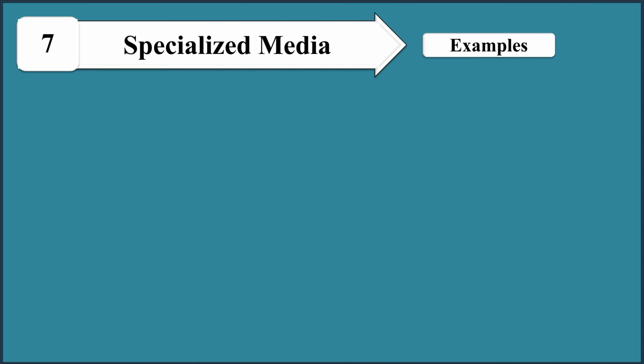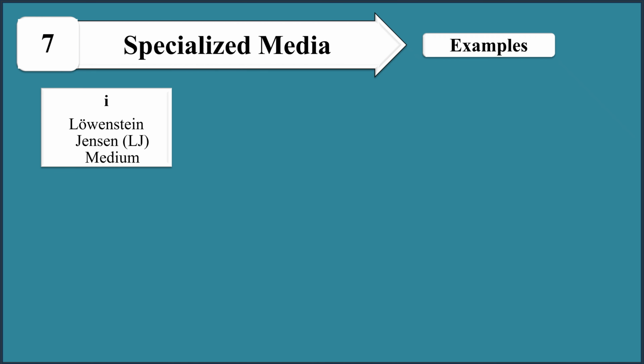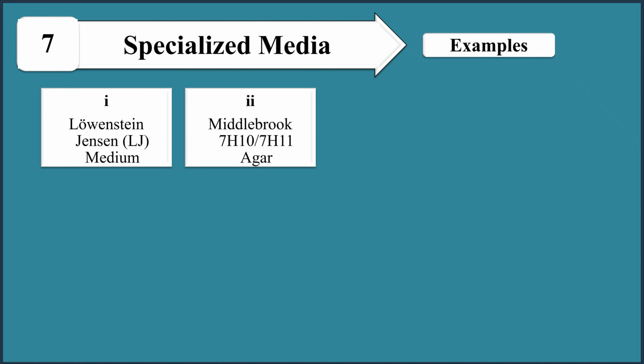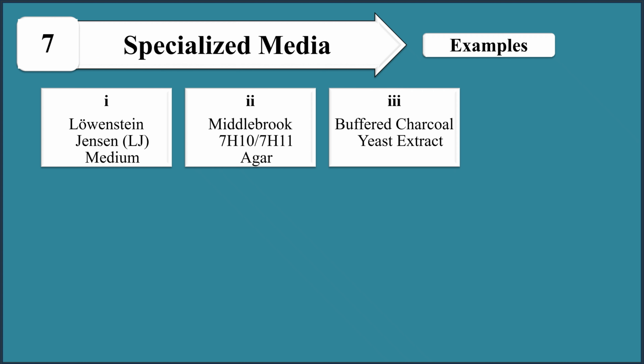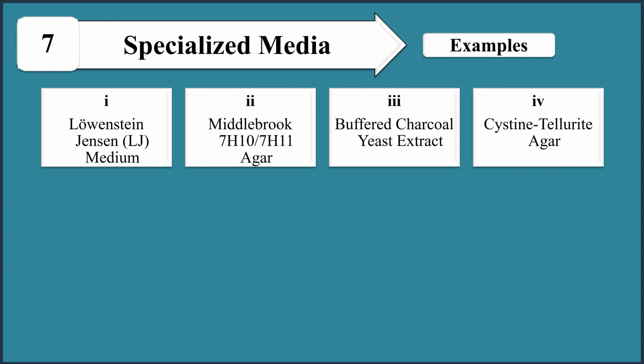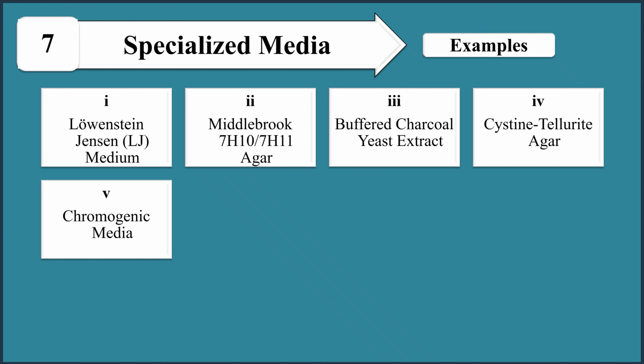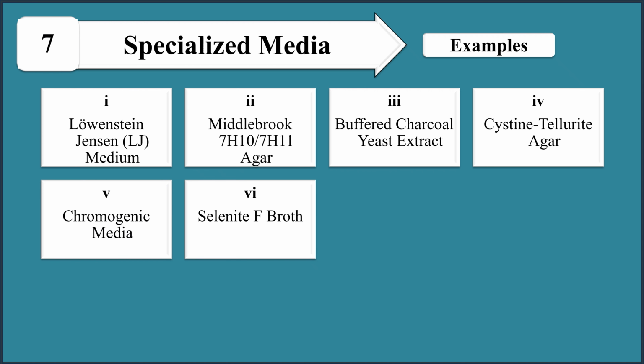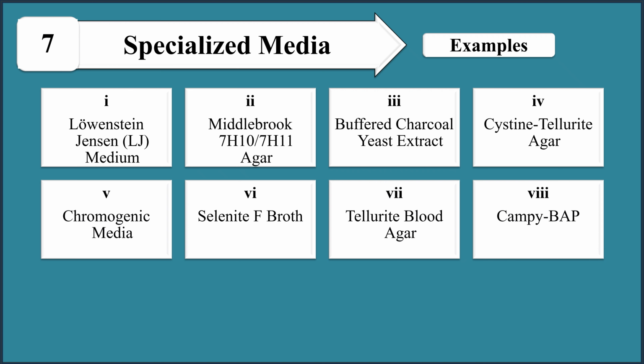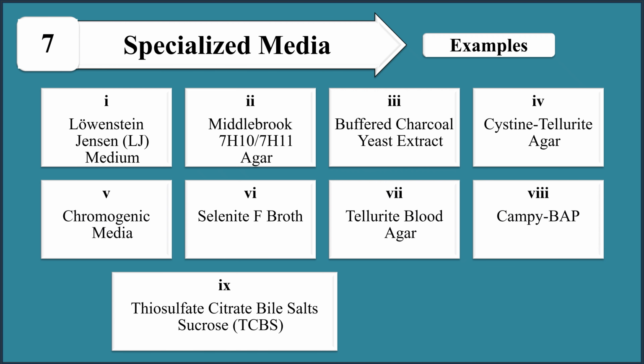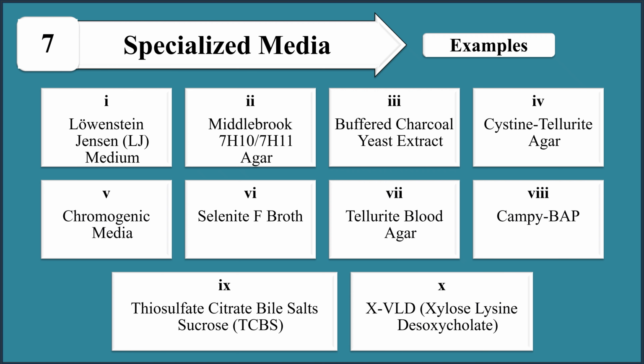The examples of the media that are used as specialized media: Lowenstein-Jensen media, also known as LJ media; Middlebrook 7H10, 7H11 agar, buffered charcoal yeast extract, cystine tellurite agar, chromogenic media, selenite F broth, tellurite blood agar, Campy-BAP, thiosulfate citrate bile salts sucrose, most commonly known as TCBS agar, and XLD agar.